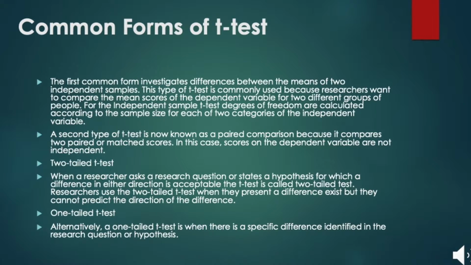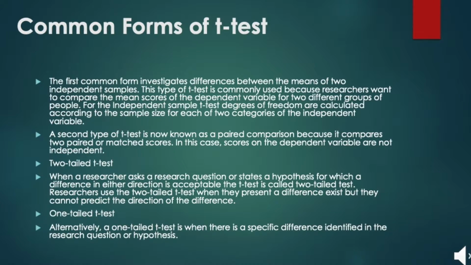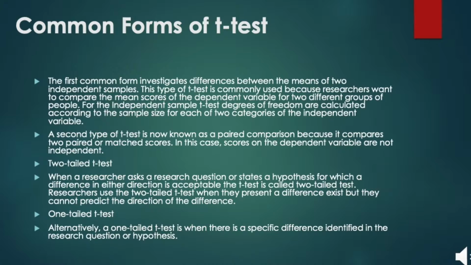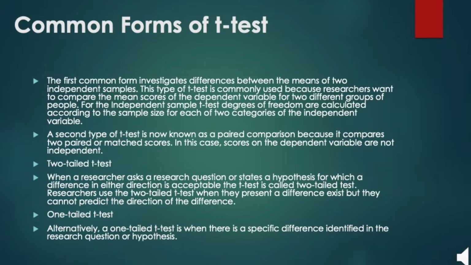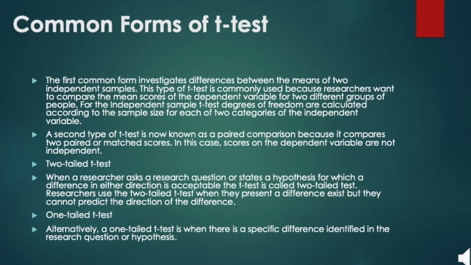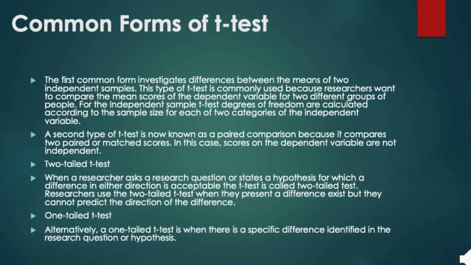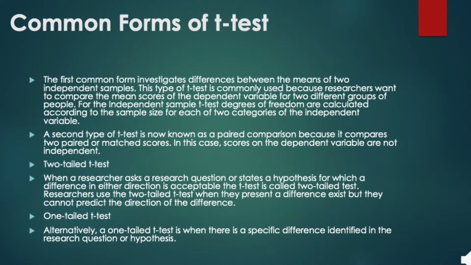of the independent variable. A second type of t-test is known as a paired comparison because it compares two paired or matched scores. In this case, scores on the dependent variable are not independent.